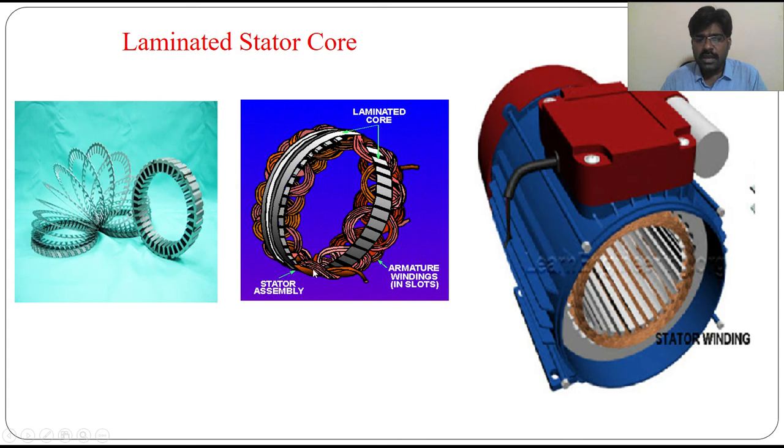These stator windings are made up of copper wire, because copper is a good conductor of electricity. That is why we use copper everywhere. Almost all electrical machine windings are made up of copper wire only, because copper is a good conductor of electricity. Silver is a better conductor of electricity than copper, but silver is costly compared to copper. That is why copper is most popularly used. So these windings are kept inside the stator.